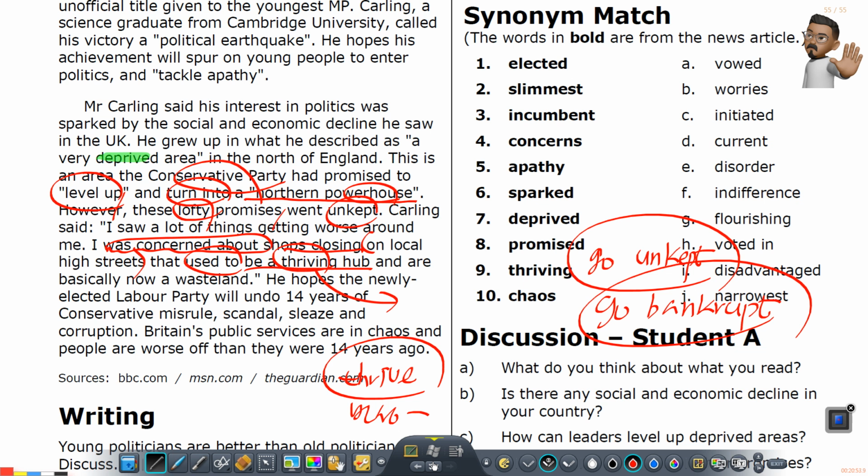He hopes the newly elected Labour Party, 새로 선출된 노동당, will undo. What is it? Undo. 되돌리다. 14 years of conservative misrule. 지난 14년간 보수당이 엉망진창으로 해놨던 것을 undo. 되돌린다. Scandals, sleaze and corruption. 부정부패. Corruption. Britain's public services are in a chaos. What is a chaos? 혼돈. 개판. 혼돈. And the people are worse off than they were 14 years ago. 사람들은 14년 전보다 더 최악의 상태를 살고 있다.